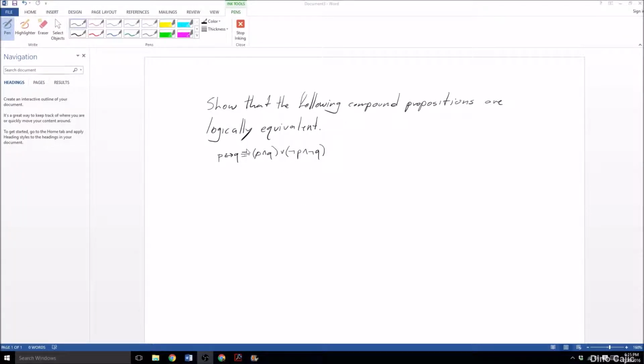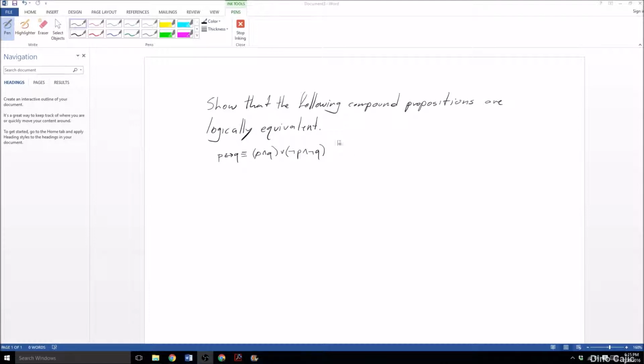In this tutorial I thought we'd go ahead and continue on with logical equivalency examples. Basically in this problem what we want to do is show that the following compound propositions are logically equivalent. In this case, P if and only if Q is logically equivalent to (P and Q) or (not P and not Q).